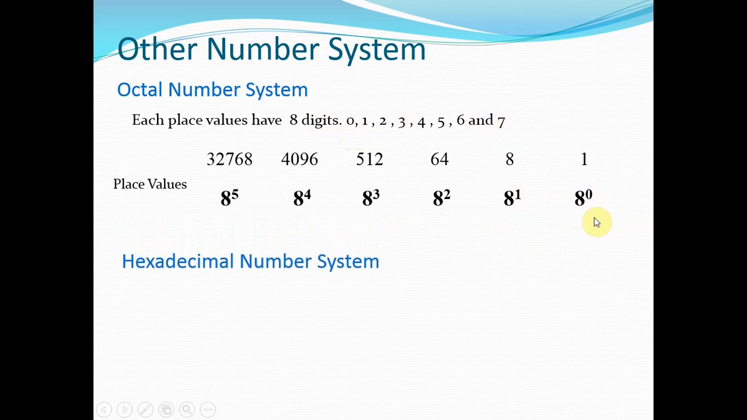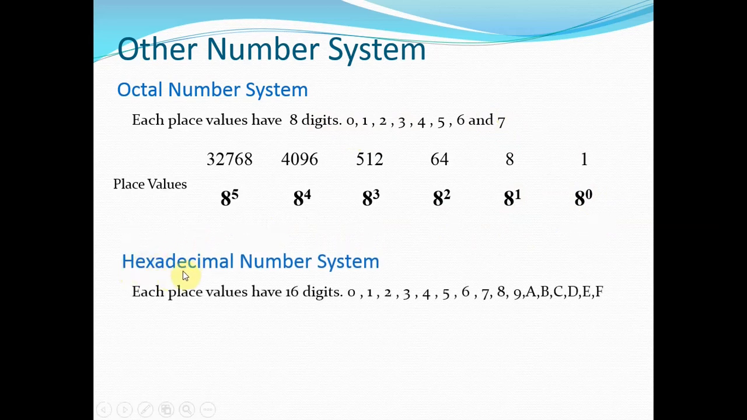Then we also have the hexadecimal number system. Hexa means 6 and deci means 10, so there are 16 possible digits. So we have 0, 1, 2, 3, 4, 5, 6, 7, 8, 9, then A, B, C, D, E, F. So when we count in hexadecimal, we say 0, 1, 2, 3, 4, 5, 6, 7, 8, 9, then A, then B, then C, then D, then E, then F.